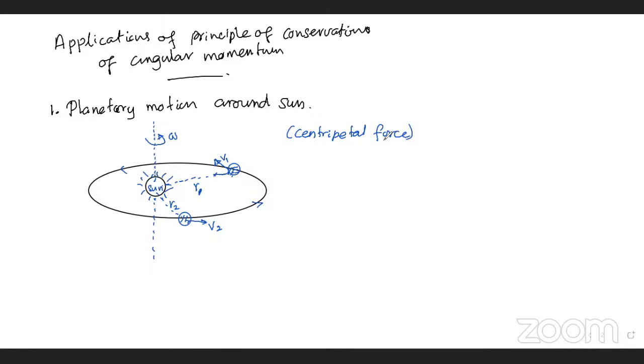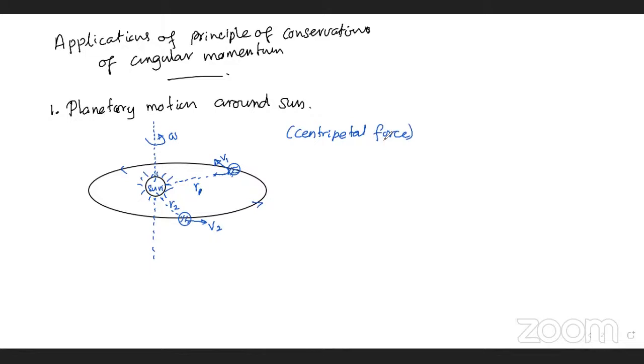So you can write that there is no torque on the planet, right? And therefore, the angular momentum of the orbiting planet remains constant.